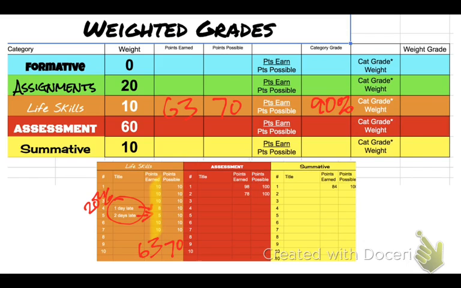But this time, Riley, help me. How would I get this weighted grade part right here? What would you type in the calculator? Can you tell me? 0.9. 0.9, right? Times what? The weight. Which is? 10. 10. Awesome. Which gets me... What do you get? 9. 9. Beautiful. Okay. So far, so good with life skills? Okay. Let's move on to assessments.